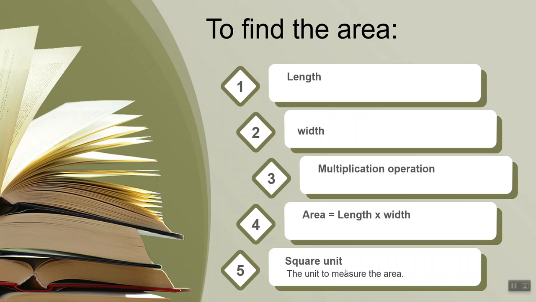To find the area, we need to find the length and width, then we will use the multiplication operation. Area equals length times width. The square unit is the unit to measure the area. Square unit.